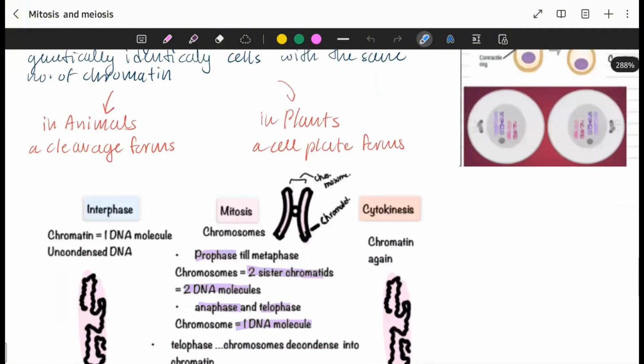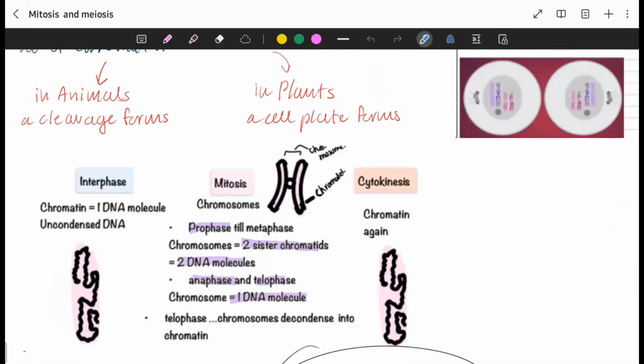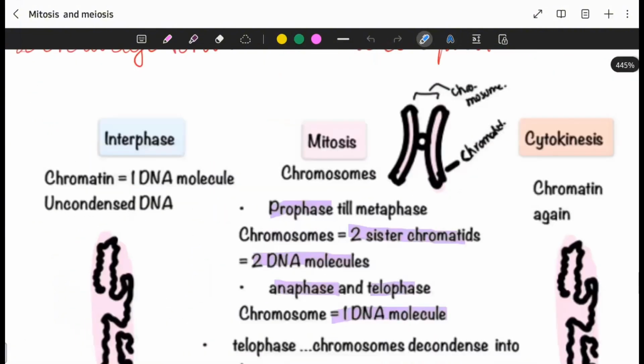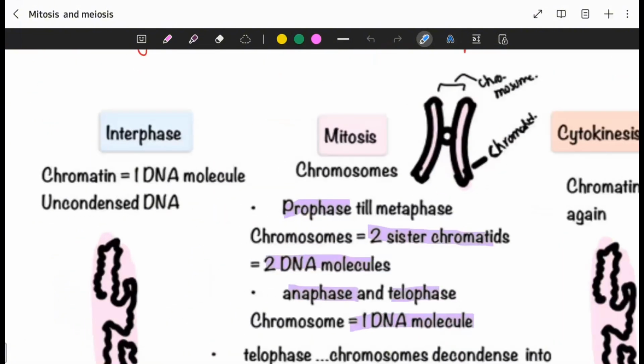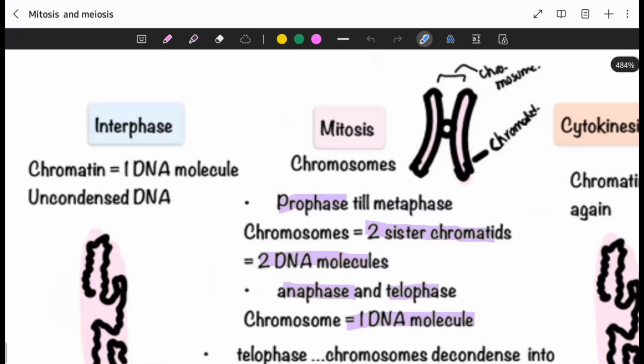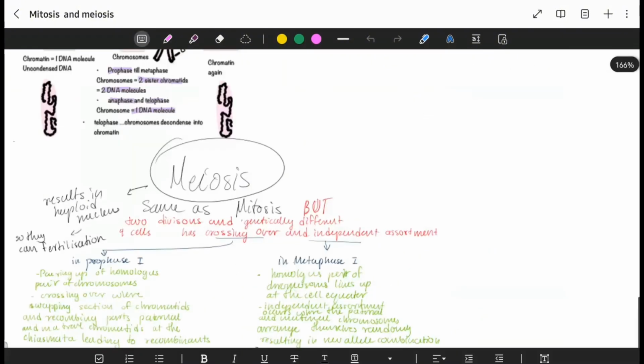And we have interphase, mitosis, cytokinesis. So interphase, we know this is chromatin. It will have one DNA molecule, and in prophase till metaphase, there will be two sister chromatids. Each of them will have one, so there will be a total of two DNA molecules. So we're done till this.